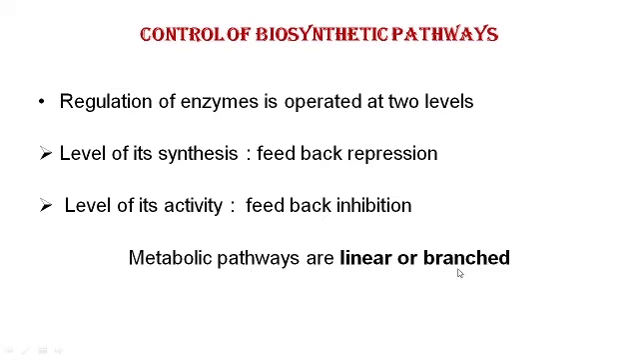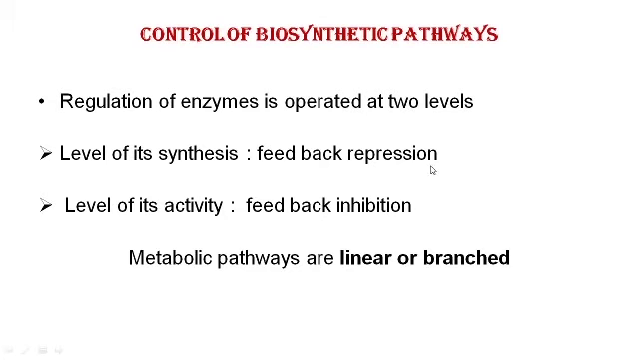The metabolic pathways are either linear or branched. Why do we need to study whether the metabolic pathways are linear or branched? Because the control mechanisms differ accordingly. Just to tell you what feedback repression is: in feedback repression, the end product of the pathway blocks the gene and doesn't allow the gene to express, to produce the particular enzyme.